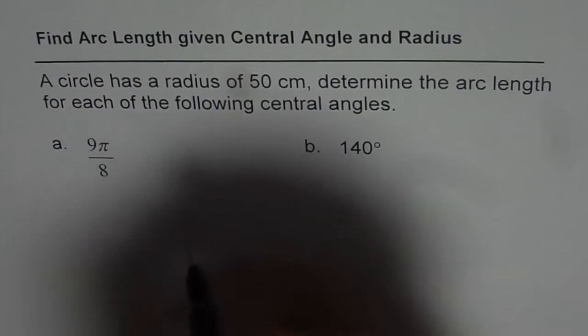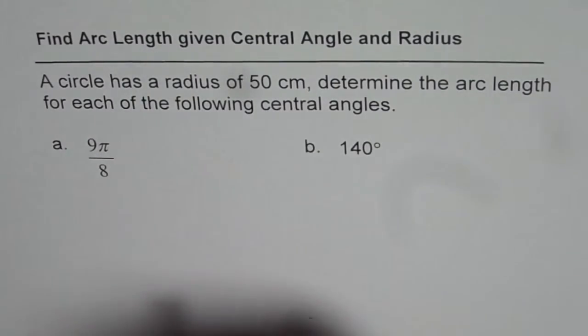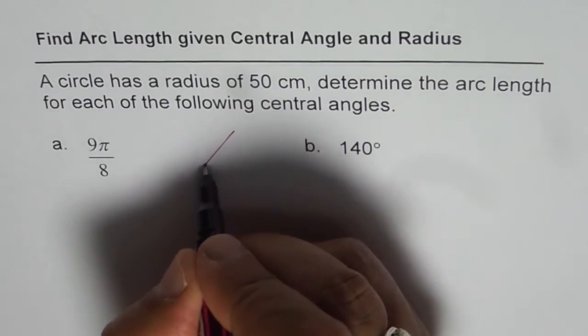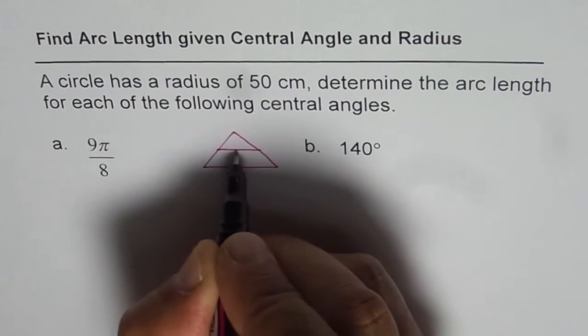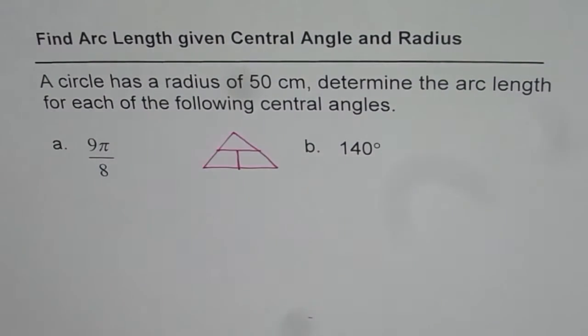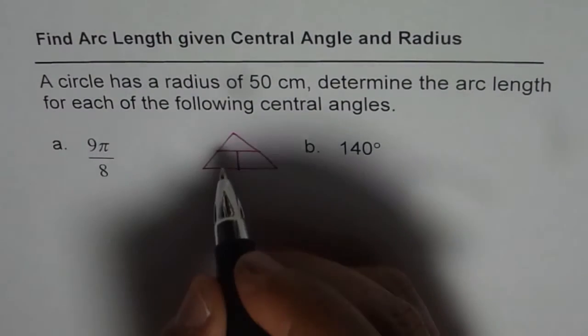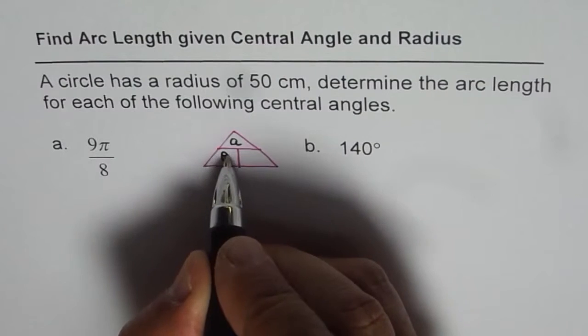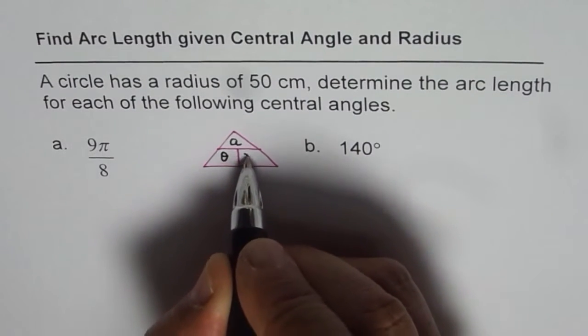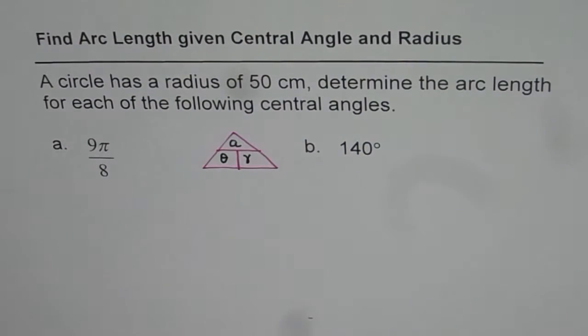Now the relation between arc length, central angle and radius can be shown in the form of a triangle, right? Which is very similar to our distance, speed, time formula. So arc length A is the product of the angle theta and the radius r, right? So that is what arc length is.